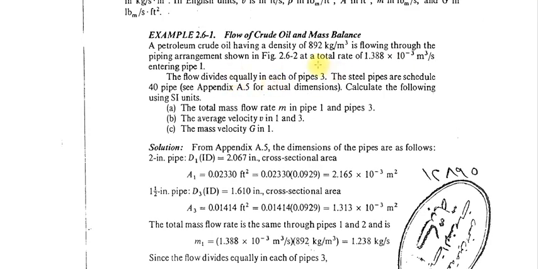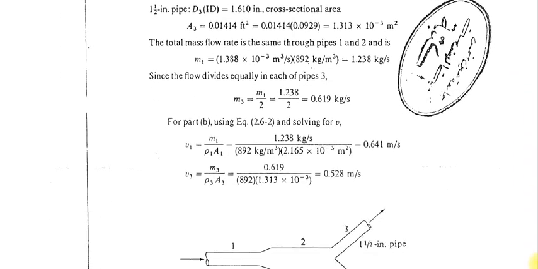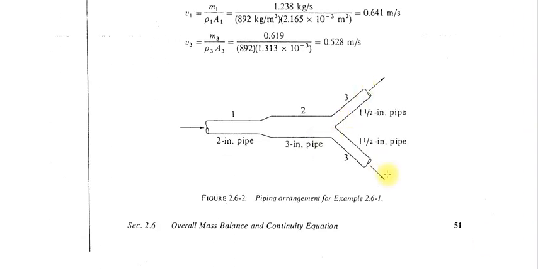Now, at a total rate of 1.388 multiplied by 10 to the power minus 3 meter cube per second. This is the volumetric flow rate of fluid entering the pipe. Now the flow divides equally in the 3 pipes. Here the flow is dividing in this pipe equally. The amount of fluid flowing in this pipe and in this pipe are equal.